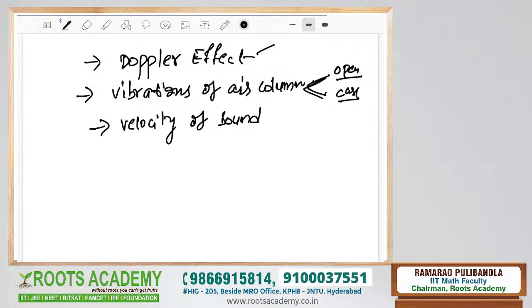And the Doppler effect: when the source is stationary and the observer is moving away or approaching, or the observer is stationary and the source is approaching or moving far away, and when the source and observer both are in motion, or when the source, observer and the medium are also in motion, what would be the velocity and the frequency. So most of the mathematical problems would be covered from these main topics.